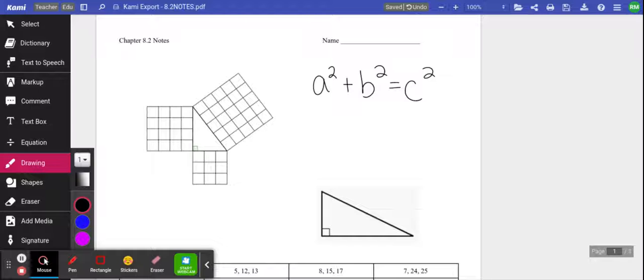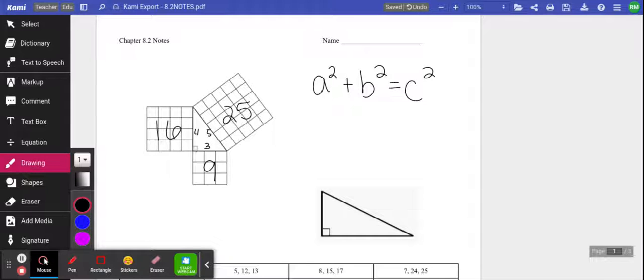So what is the side length of this triangle right here? 3, good. And what's the side length of this? 4, and this? 5. So then if you were to square those sides, that means to actually make a square. So what is 3 squared? We could count the boxes in here. We know 3 times 3. 9. What about this one? 16. And this one? 25.